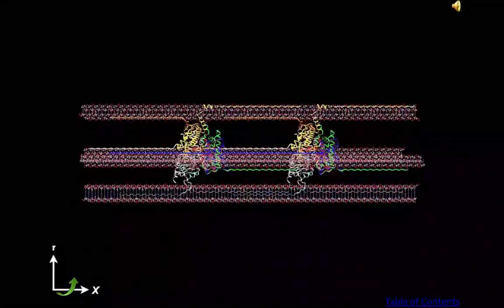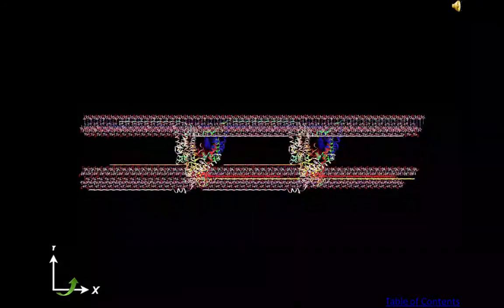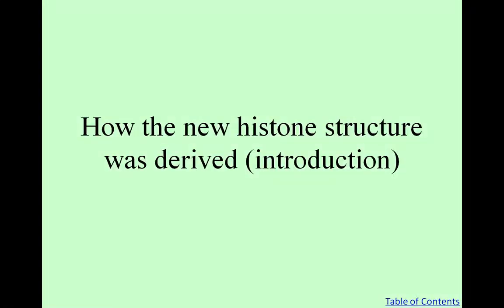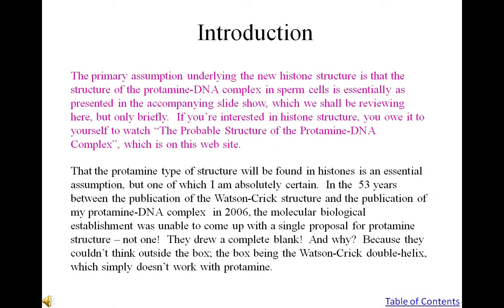For now, however, the time has come to show how this structure was derived. The primary assumption underlying the new histone structure is that the structure of the protamine DNA complex in sperm cells is essentially as presented in the accompanying slideshow, which we shall be reviewing here, but only briefly. If you're interested in histone structure, you owe it to yourself to watch The Probable Structure of the Protamine DNA Complex, which is on this website.